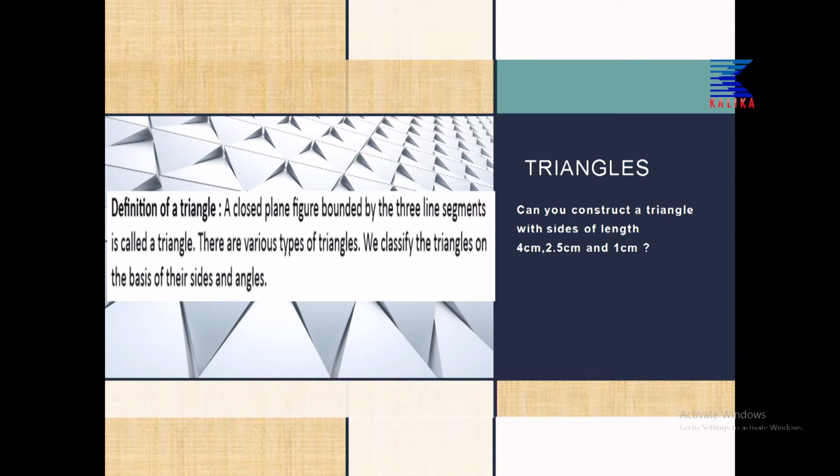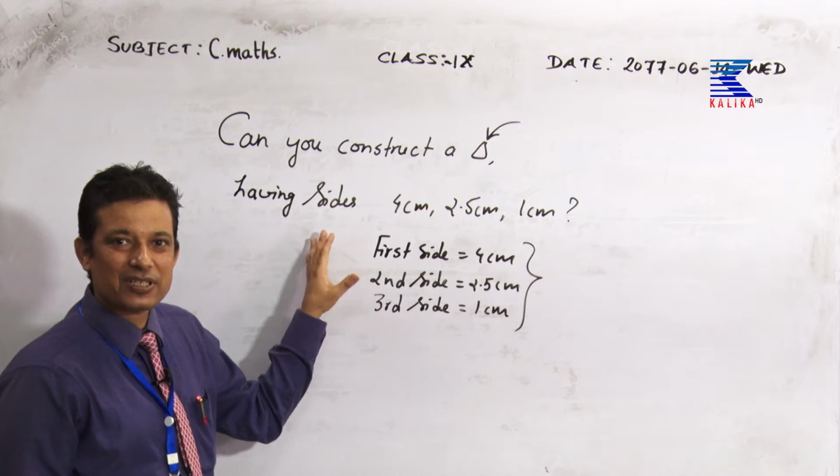So, definition of a triangle: a closed plane figure bounded by 3 line segments is called a triangle. There are various types of triangle. We classify the triangles on the basis of their sides and their angles. Okay, can we manage it in PIP? If we manage, it will be better in PIP. Otherwise, let us go to the board please. Okay, now let me show you on the board.